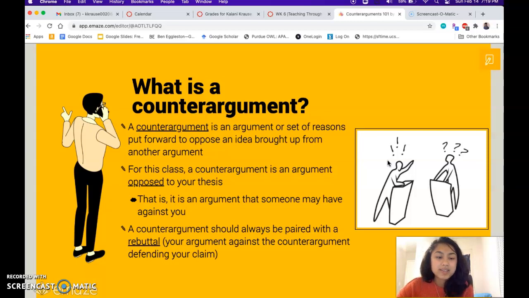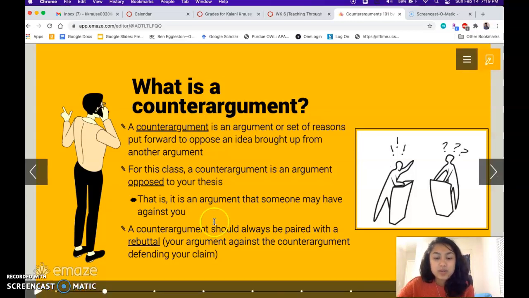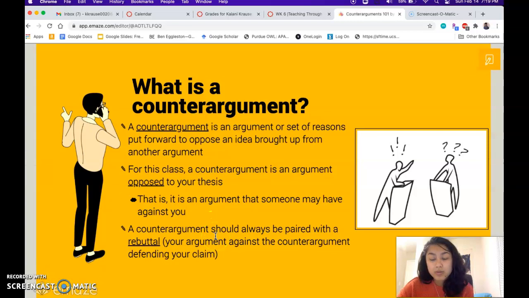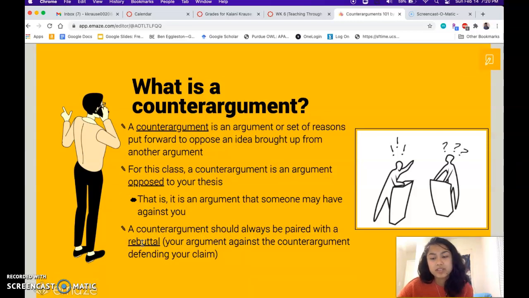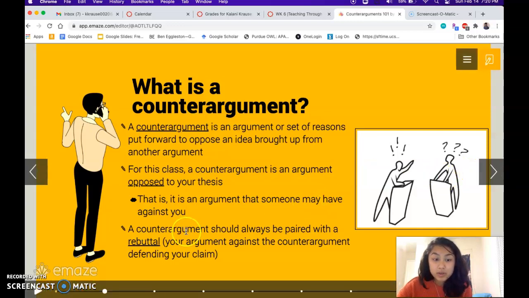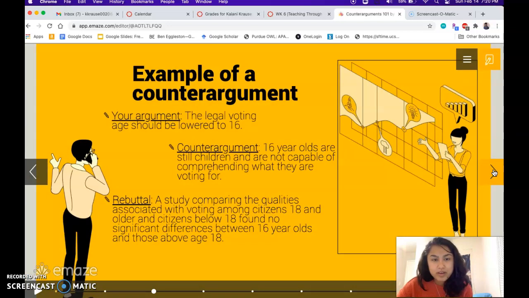And your job as an effective writer is to be able to anticipate what somebody might disagree with you about and be able to effectively refute or rebut that counterargument and still defend your claim. So we'll go over how to do that momentarily in this presentation. But first, let's go over an example of a counterargument.